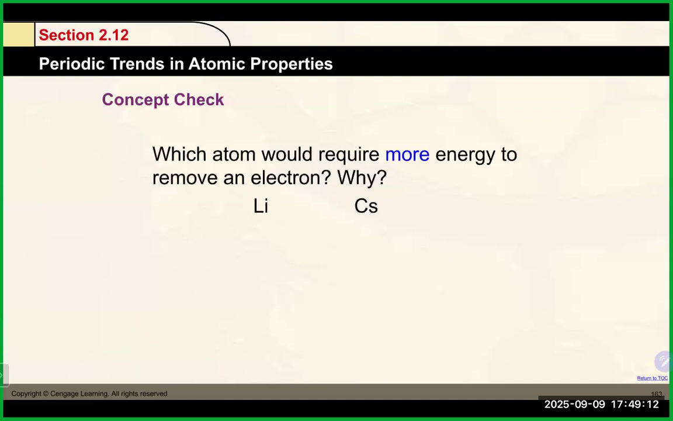Which atom would require more energy to remove an electron? So take a moment there and think about it. Should it be lithium or cesium?